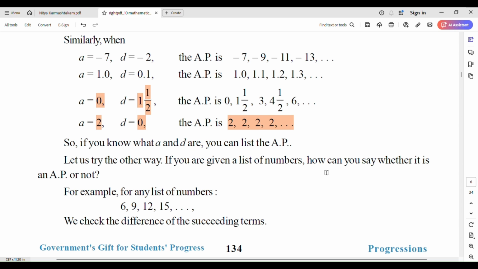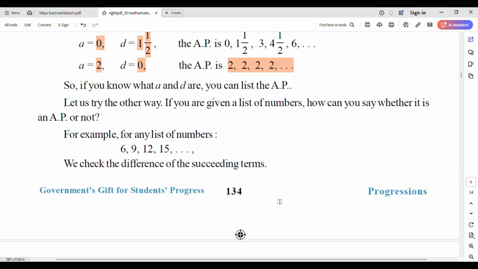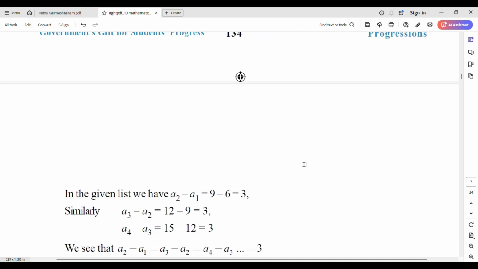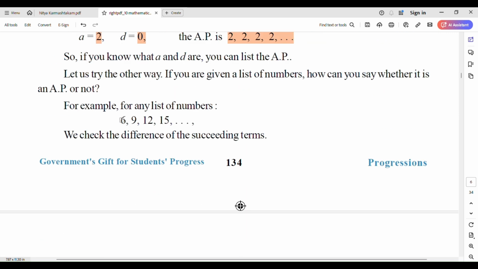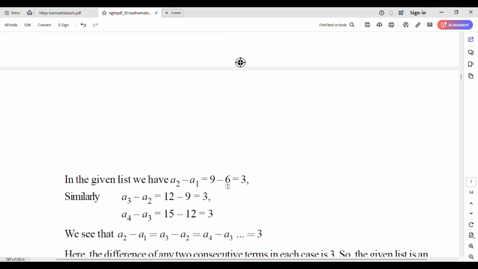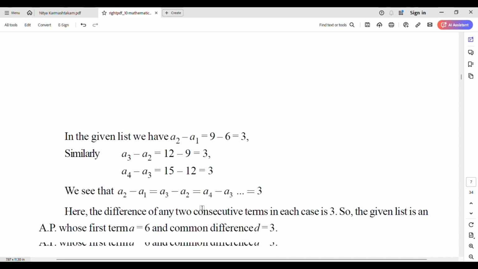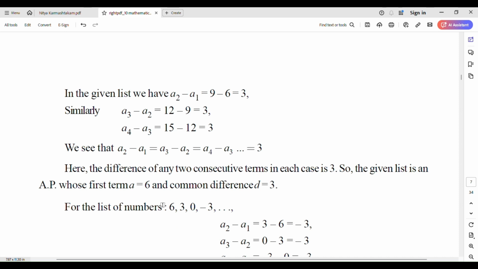If you are given a list of numbers, how can you say whether it is in arithmetic progression or not? The only way is to find the common difference, and it should be fixed. The difference between two consecutive numbers should be the same. So in the example here, 6, 9, 12, 15, I should check whether all the numbers have the same common difference. 9 minus 6 is 3, 12 minus 9 is 3, 15 minus 12 is 3. This is enough to tell that this series of numbers is in arithmetic progression.